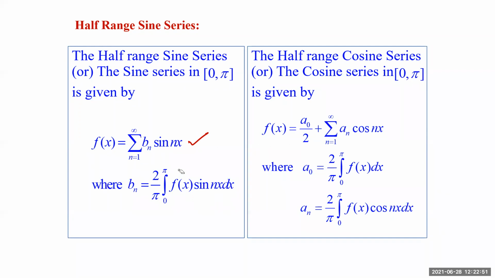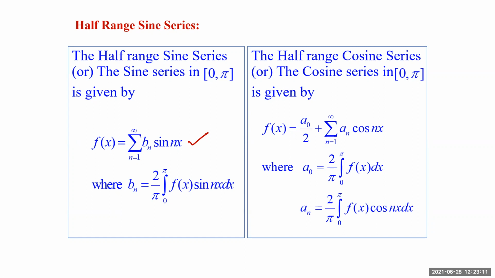When you are given a function f of x in minus pi to pi, and when you write its Fourier series, when it is odd, we got the series only in terms of sine functions. In fact, the same formula you are using here, but now with this name, half range sine series. The formulas are the same, but the situations are different, right?